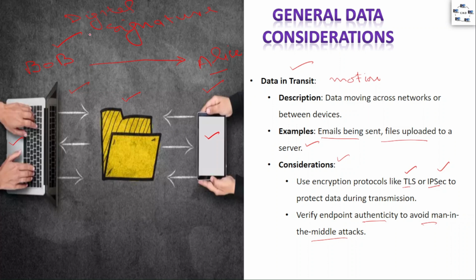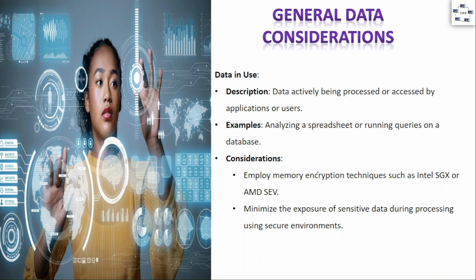So for confidentiality or for data protection, we need encryption, while for the authenticity of the origin as well as for the data integrity, we require digital signature. And the next data state is data in use, which is the data actively being processed or accessed by applications or users.